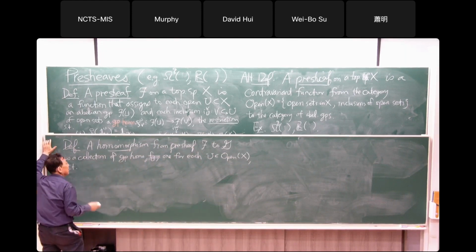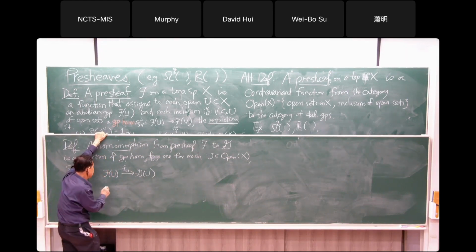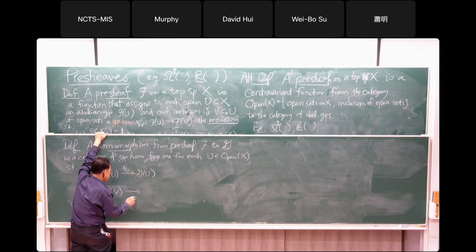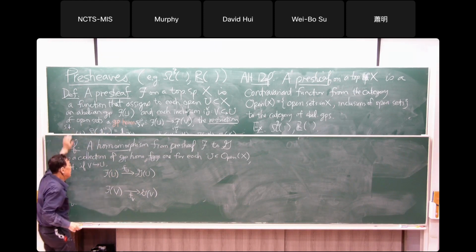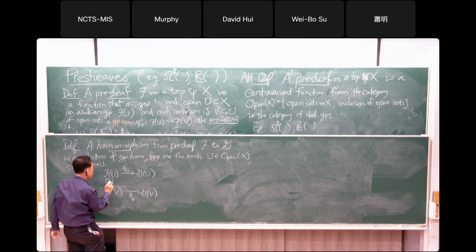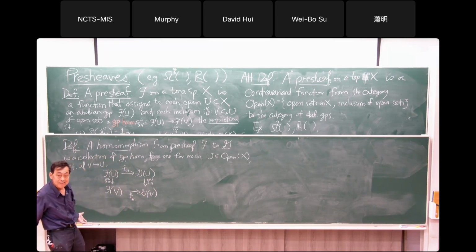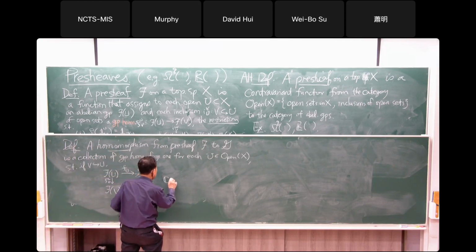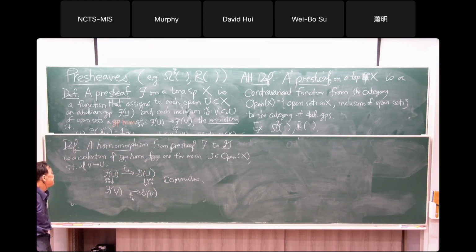such that, okay, so you have f of U going to G of U. And then if you have another open set V, you have an f of V here. And if V is contained in U, then you have restriction maps. And this diagram should be commutative. Yeah, that's what a homomorphism of presheaves is.